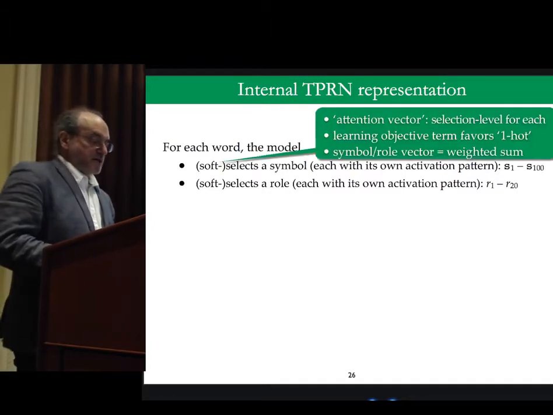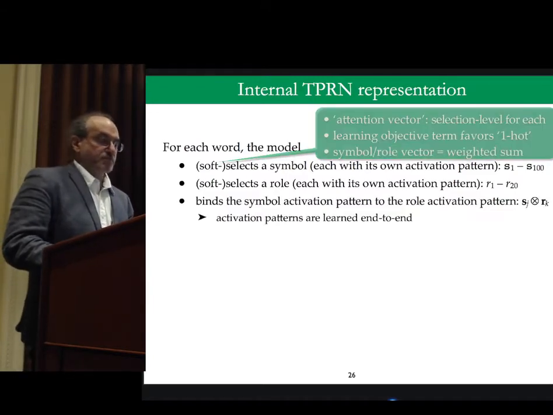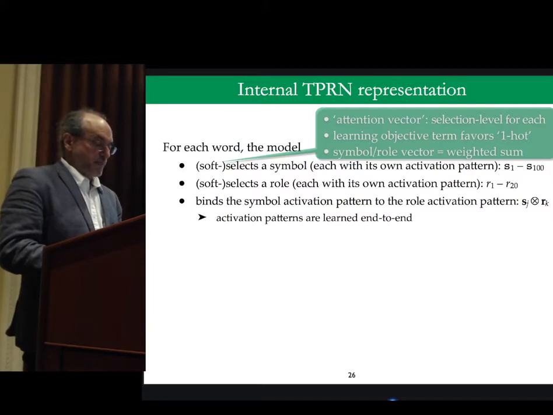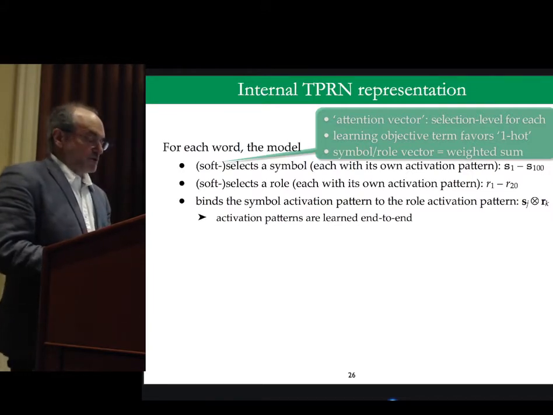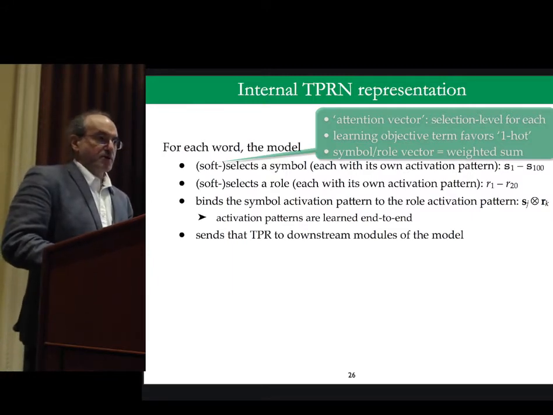The model then takes the activation patterns for the selected symbol and role and binds them together with the tensor product, as always for TPRs. And it is this TPR role-symbol binding that is sent to the rest of the network for computing the answer to the query.